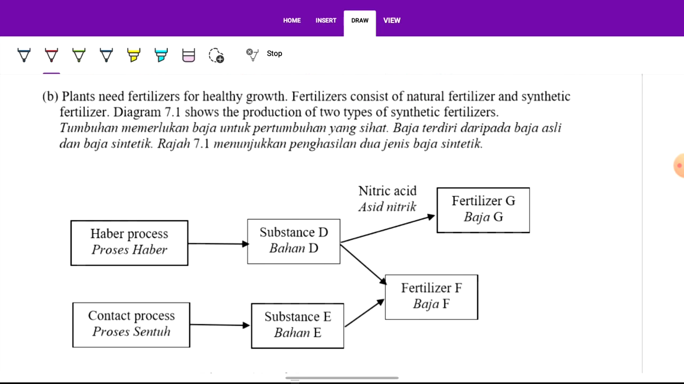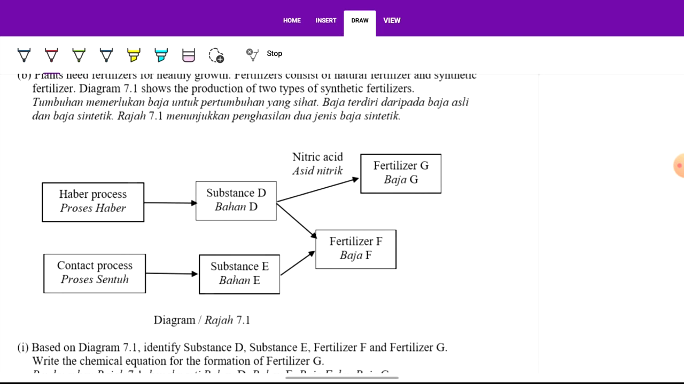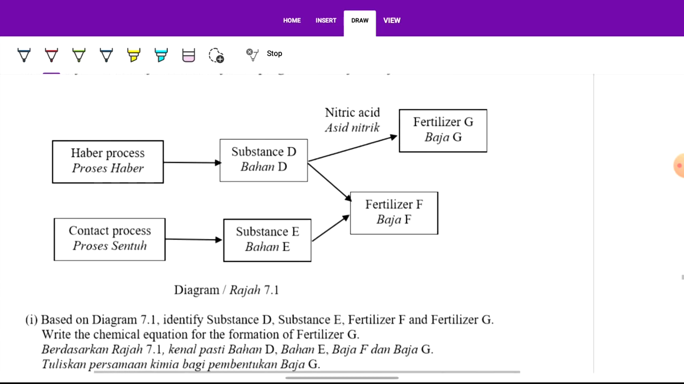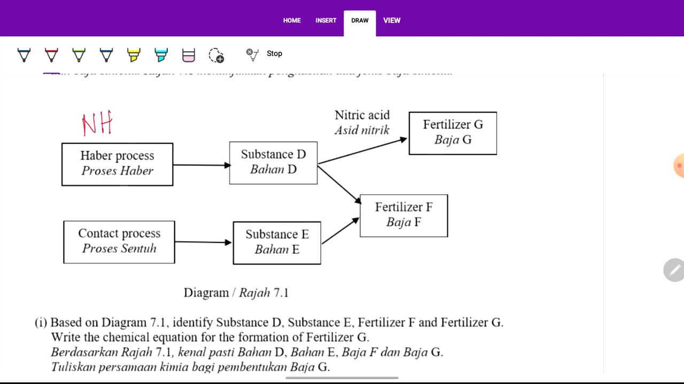Okay, B, the plants need fertilizer for healthy growth. Fertilizer consists of natural fertilizer and synthetic fertilizer. So this diagram shows synthetic fertilizers. Based on the diagram, identify the substances D, E, F, and G. So let's have a look here. The Haber process is a reaction to produce ammonia, right? Write down ammonia first. The Contact process is a process to produce sulfuric acid. Correct? So substance D will be ammonia. Then substance E will be sulfuric acid. So we can put it here.